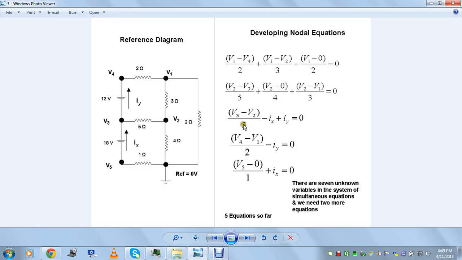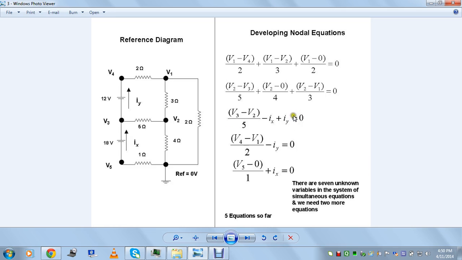Now it comes to the other node, which is V3. At this point V3 is assumed as a higher voltage, so by default it is the higher voltage, and there are three branches, so there are three currents. Now one of the currents we have already assumed as Ix, so it is incoming, so it is minus Ix, and the Iy is outgoing, so it is plus Iy. Minus Ix plus Iy plus this current, which is nothing but V3 minus V2, because V3 is considered as the higher voltage because we're talking about the node which has the voltage V3. So V3 minus V2 divided by 5.